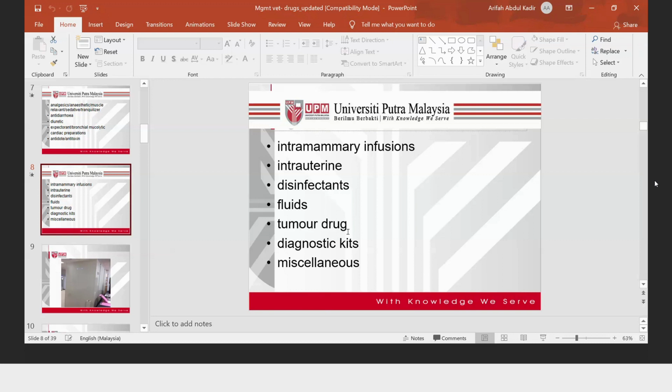Okay. Because these tumor drugs are cytotoxic. So even the person who's administering the drug will wear gloves, proper attire, mask, and must wear a lab coat, shoes, and so on. And some of the drugs have to go into the vein, they cannot be given perivascular. If it goes perivascular, a lot of damage will be done. Okay. And then the others will be diagnostic kits and miscellaneous.